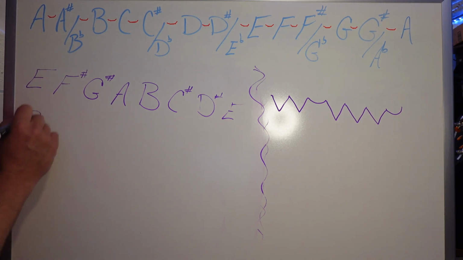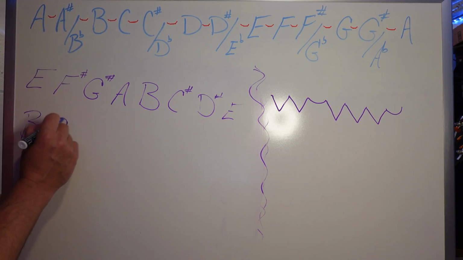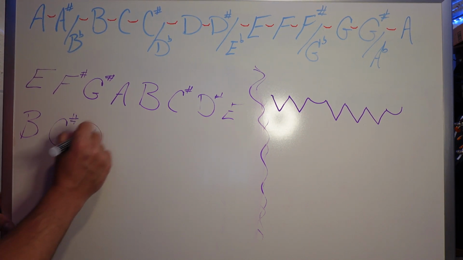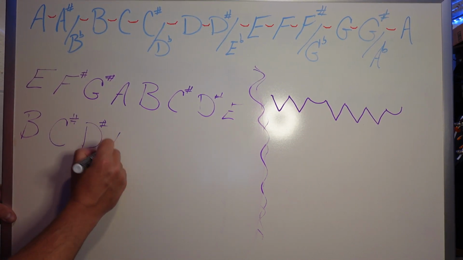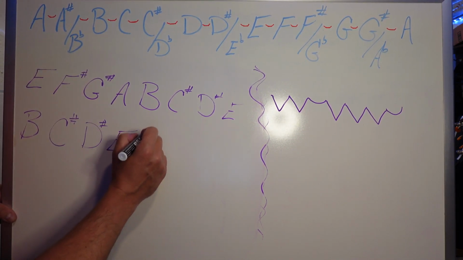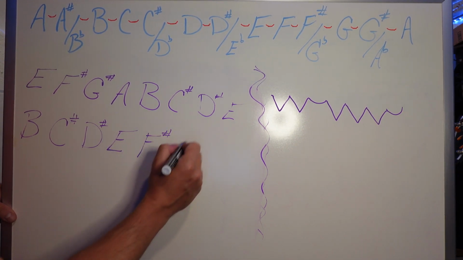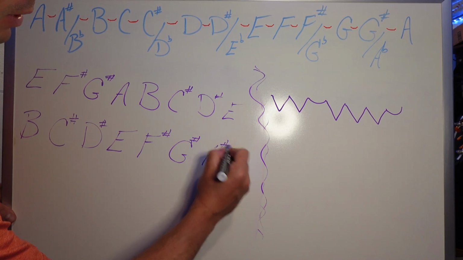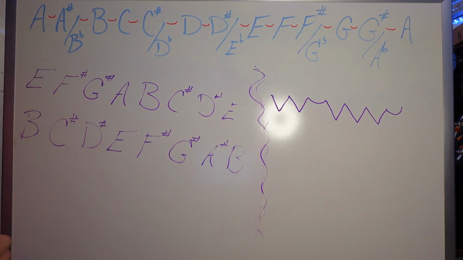B major. B, up a whole step to C sharp, up a whole step to D sharp, up a half step to E, up a whole step to F sharp, up a whole step to G sharp, up a whole step to A sharp, and a half step takes you back to B.